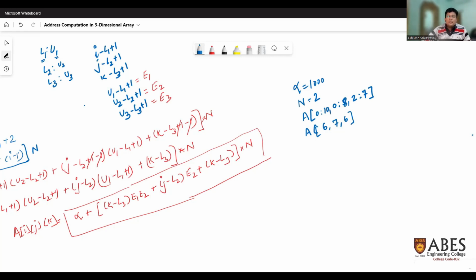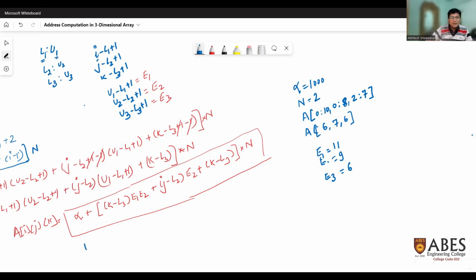Now, here the first dimension E1 is equal to 10 minus 0 plus 1, so that will be 11. The second dimension E2 will be 8 minus 0 plus 1, that is 9. And the third dimension E3 will be 7 minus 2 plus 1, it means 6. Now, after this, you have to apply these values in the formula.